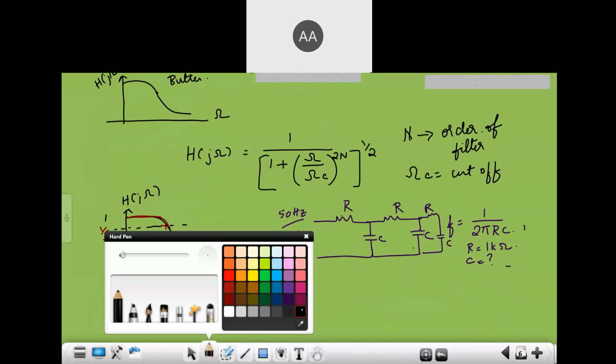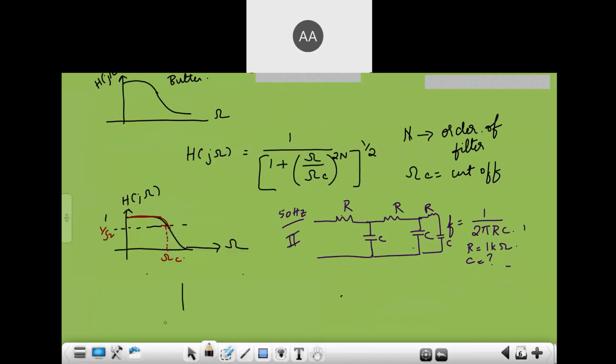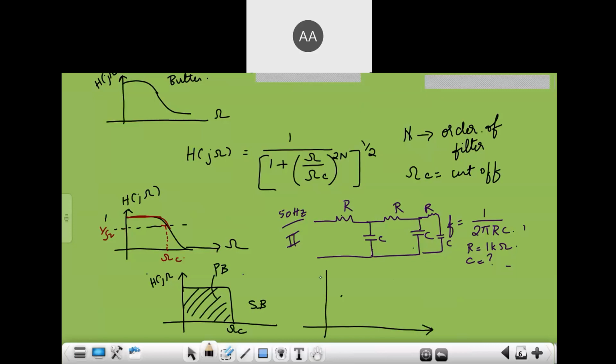Suppose I want a low pass filter. I have a low pass filter, H of j omega. Okay. And the ideal response is supposed to be like this. This is the ideal low pass filter. So the cutoff frequency is there. Before the cutoff frequency, you pass everything. This is your pass band. This is your stop band. Okay. Now, I'll show you the effect of the increase in order of the filter.